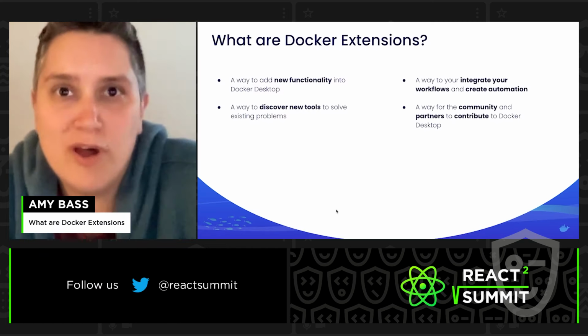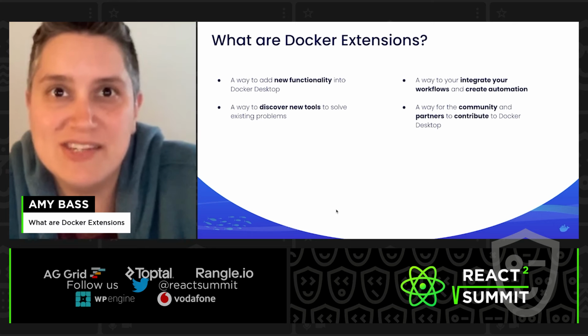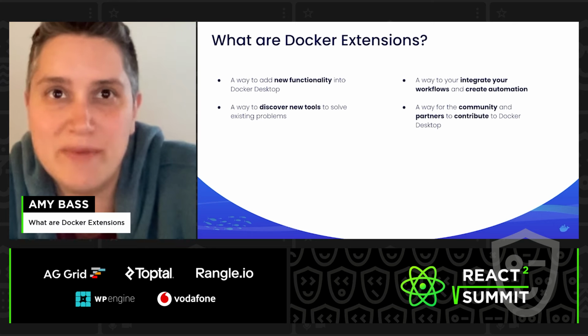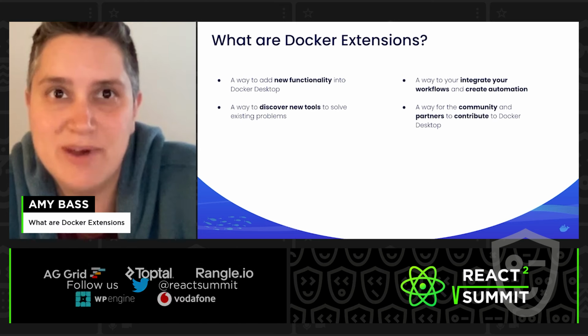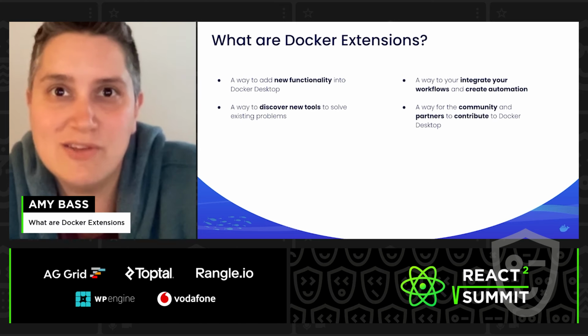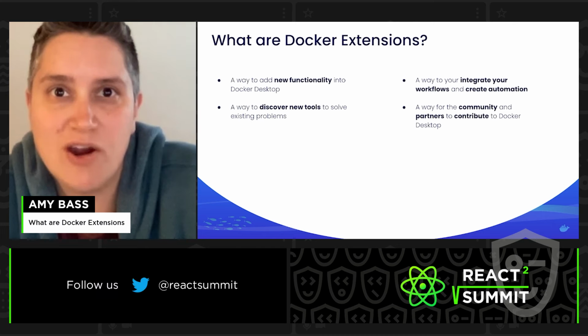So let's start with what are Docker Extensions. Docker Extensions are a way for you to take Docker Desktop and extend its core functionality and basically make it pluggable. We've already got you started by integrating with a range of partners to add in capabilities like scanning, debugging, testing, and more. It's also a way for you to take your team's workflows and power them up by integrating them into Docker Desktop and creating some automation around them.